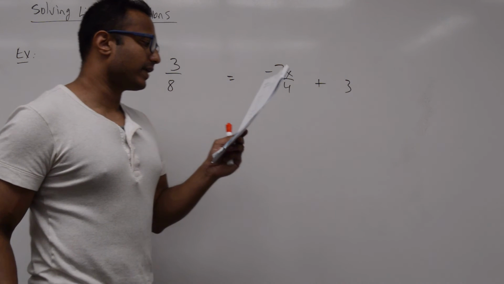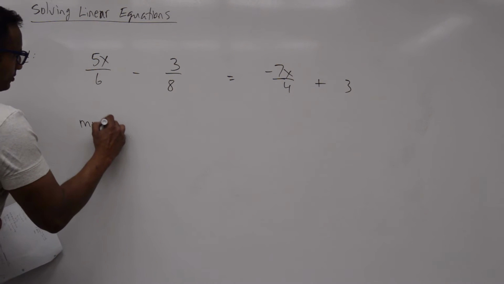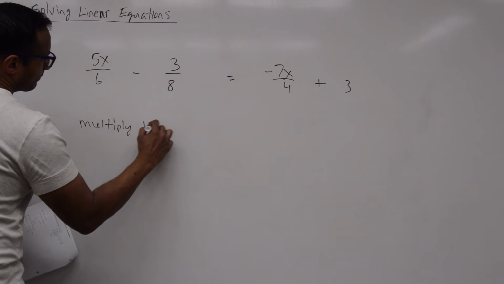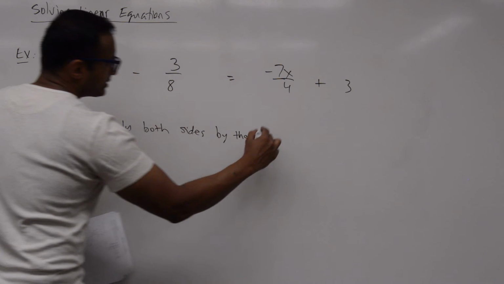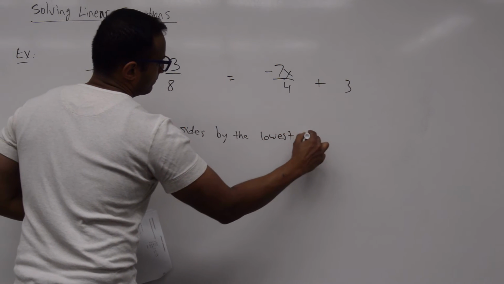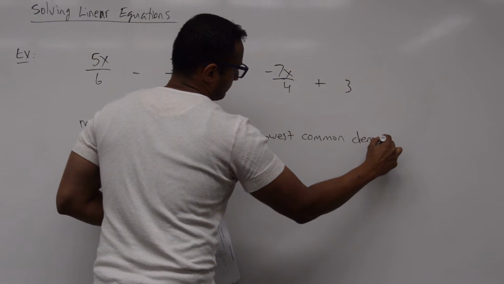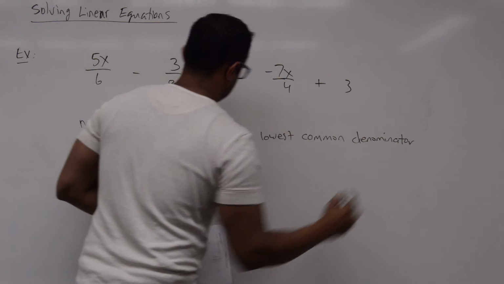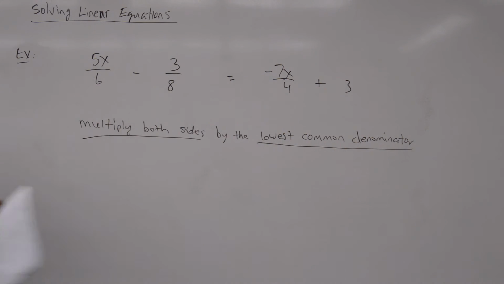So, to get rid of fractions in an equation, multiply both sides by the lowest common denominator. It's also called the LCD. Okay, we're going to multiply both sides by the lowest common denominator. By doing that, we eliminate all the fractions. Okay, so let's look at what the denominators are.